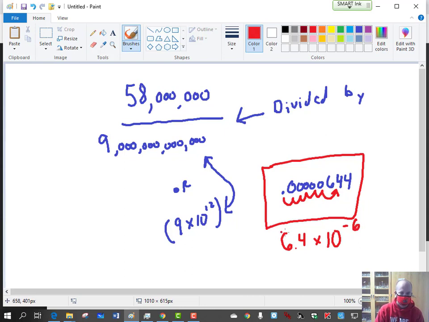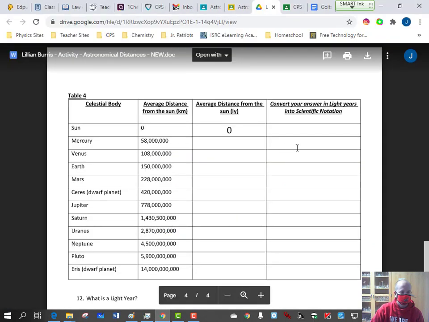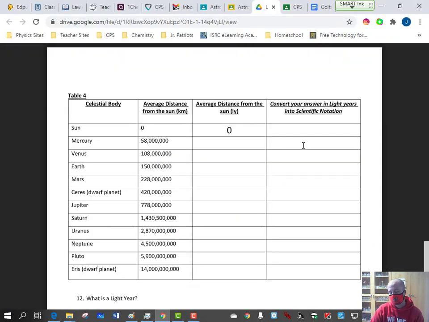We've covered this before. We've done lessons on this before, but remember, these numbers are going to be the same number. So it needs to be 6.4 times 10 to the negative 6, and that's what you would write in here. If you need help on how to do scientific notation, you can just scroll down to Google Classroom. You'll find the videos we did on it.